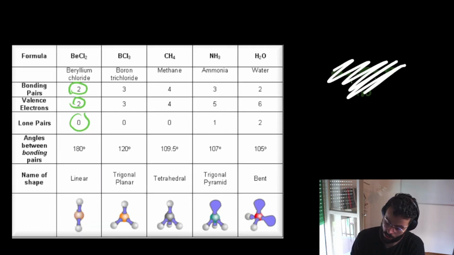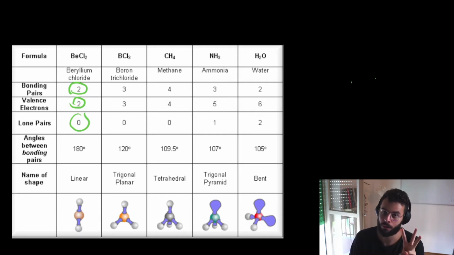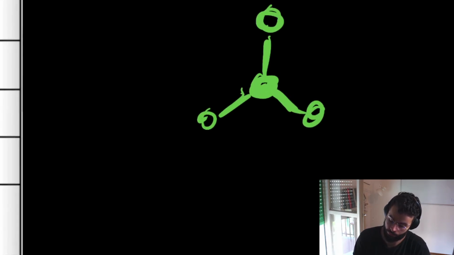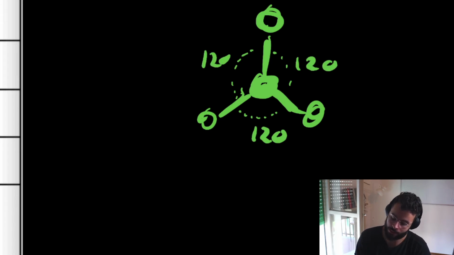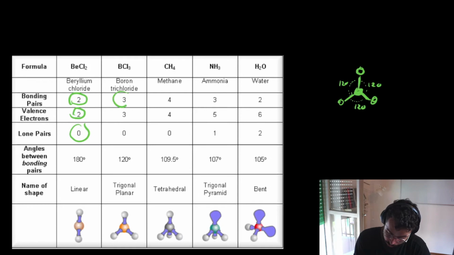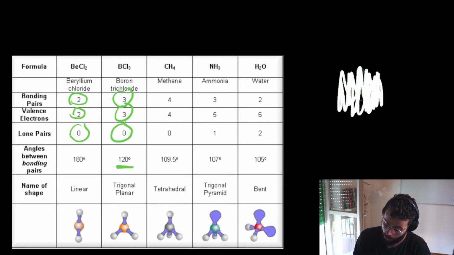Now, the next one would be when you have three things attached to the central atom, but still no lone pair of electrons. You are going to have the exact same distance from all of them. Because it completes a circle, and a circle is 360, we are going to divide 360 by 3, therefore we are going to have 120 degrees for each one. So three bonding pairs, three valence electrons, and no lone pairs, therefore equal division between the atoms. Let's go to the next one.